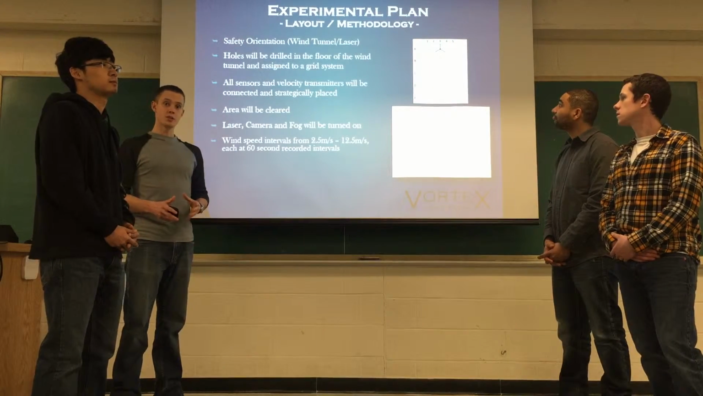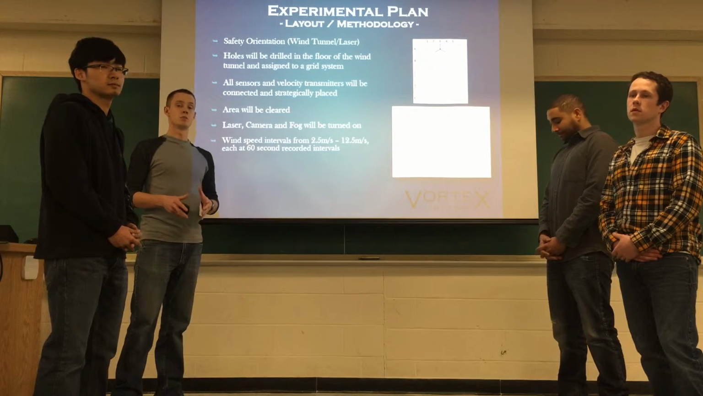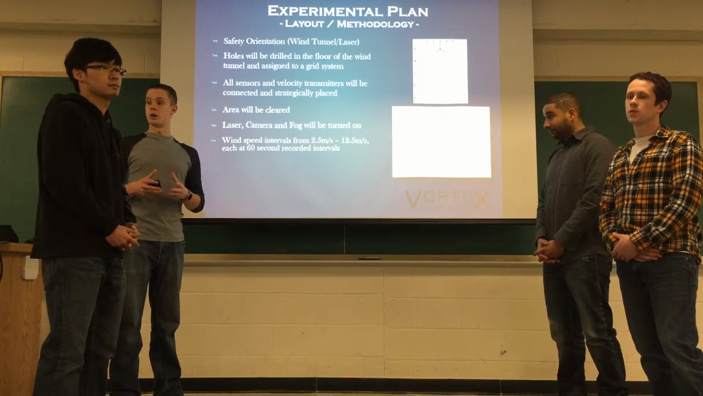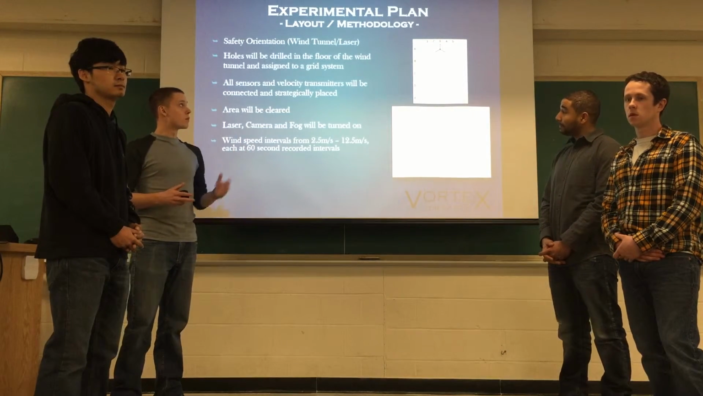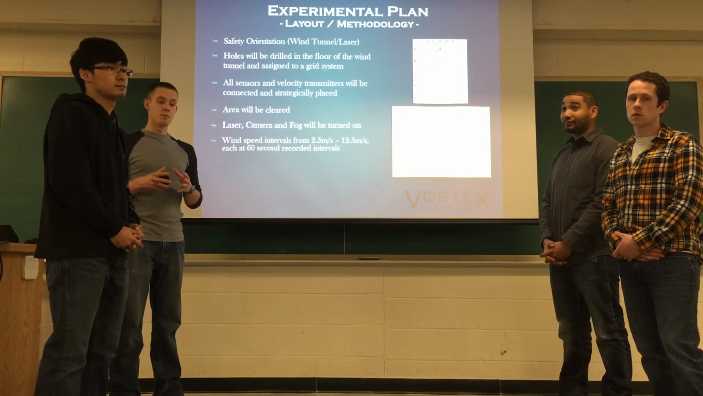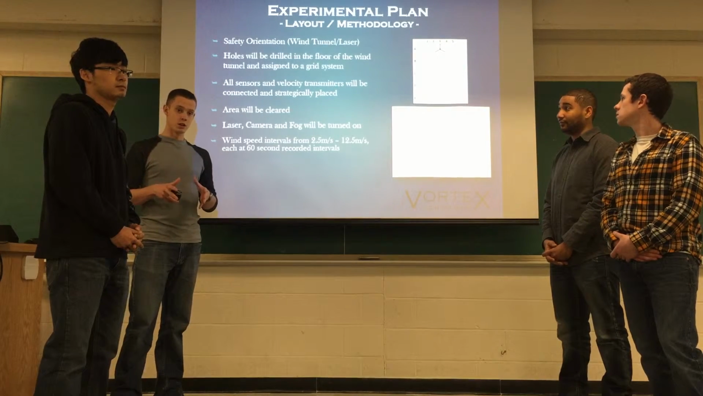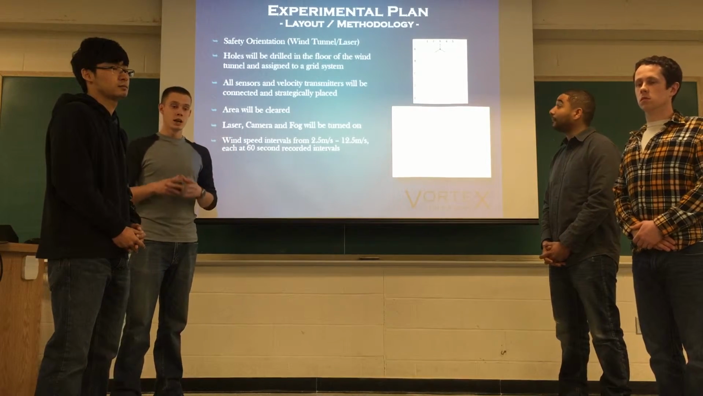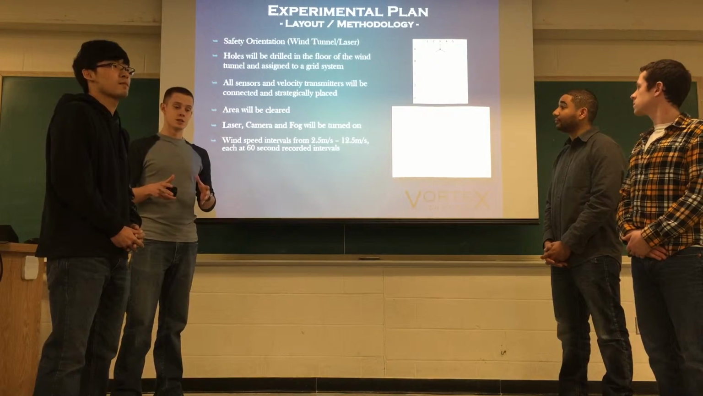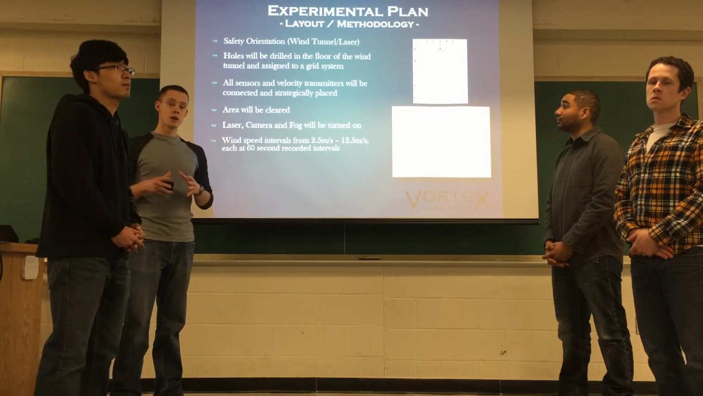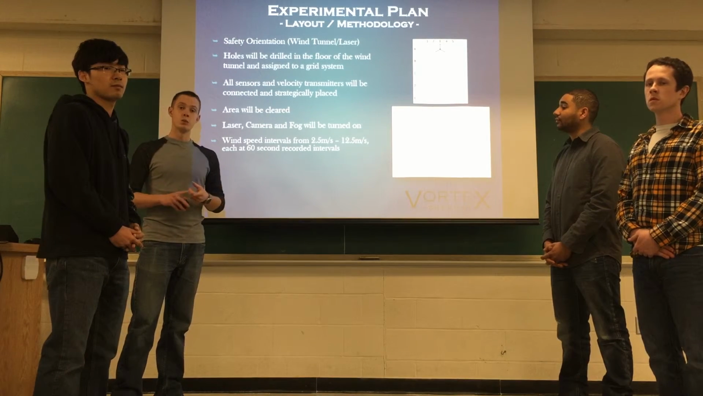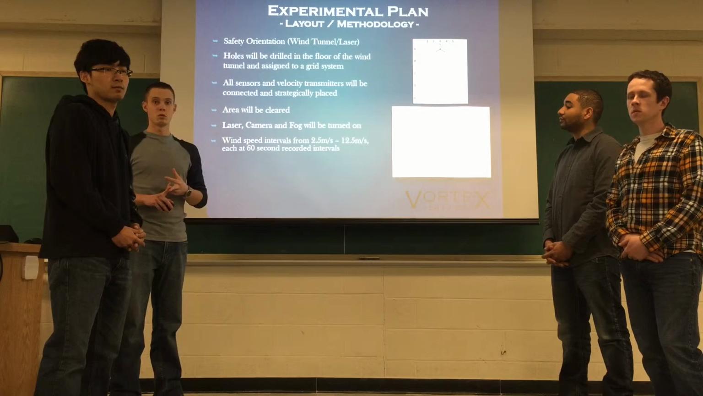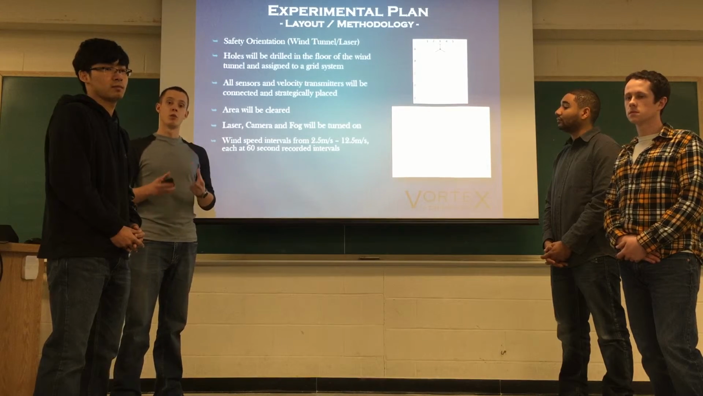To start off, we're going to start with the safety orientation, because safety is number one during the entire process. As you can see in the top right-hand side, we're going to divide the bottom of the wind tunnel in a grid pattern, and we're going to keep our turbine at grid point A3, and this will not change throughout our entire exercise. Once we set up all of our equipment, the area will be cleared, the wind tunnel will be turned on, the fog machine will be turned on, the laser will be turned on, and we'll run our tests.